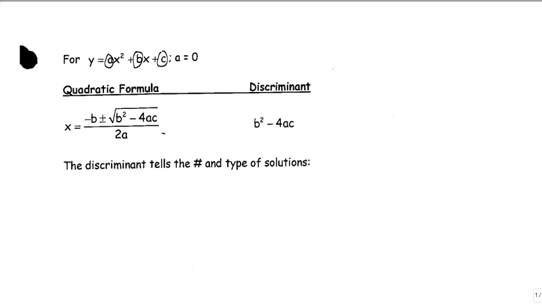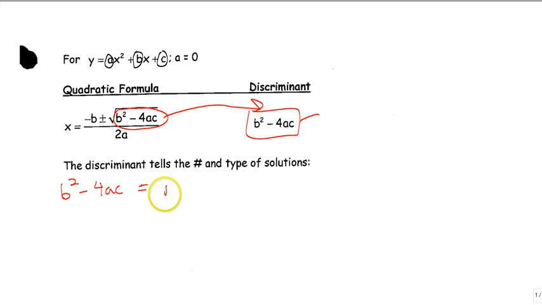Okay? And then the discriminant is just the part inside the square root, right? It's taken right out of the square root here. And this tells us a few different things. So, for example, if b squared minus 4ac is equal to a positive perfect square, that means that we'll be able to take the square root of it and we're going to get two rational roots.